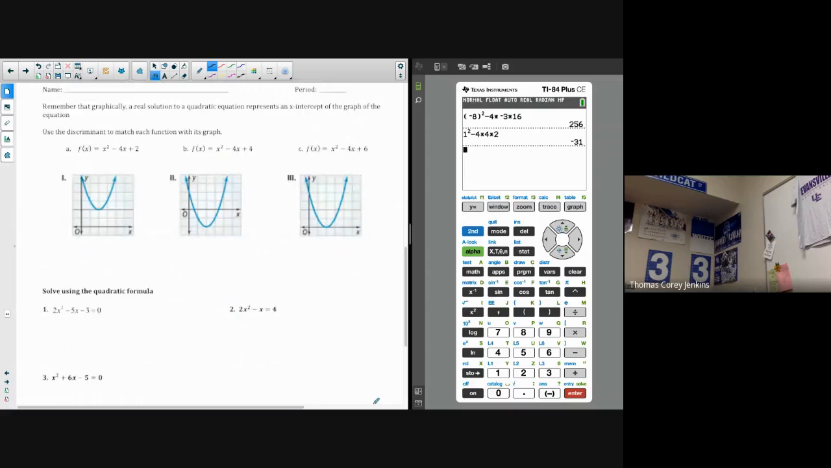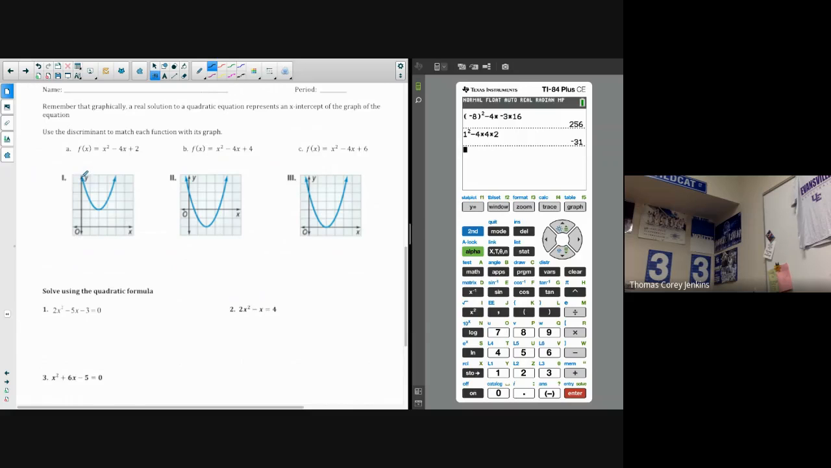Now we're going to look at things more graphically. It says use the discriminant to match each function with its graph. So I kind of like this one. We'll look at the number of solutions based on the discriminant and try to match with the graph. So make sure we're looking at the right thing first.